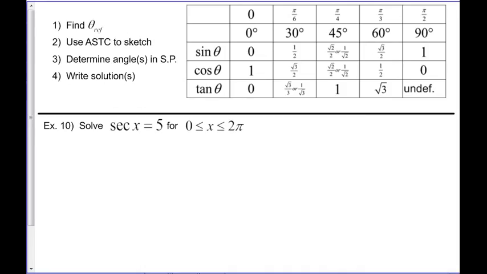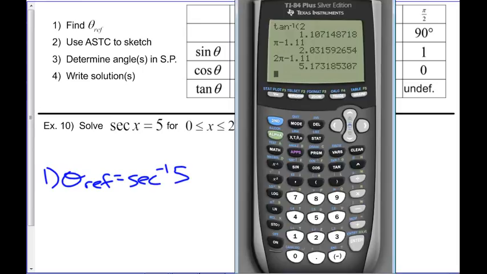Lastly, secant x equals 5. So you'd like to say the same thing here. I'd like to go theta ref is the inverse secant of 5, because even if you had the bigger table, it wouldn't have secant x equals 5 on it. The problem is our calculator does not have a secant button.